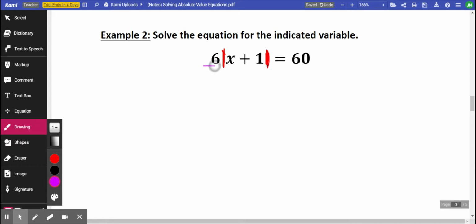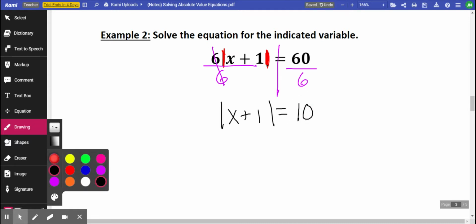So cancel out the 6. For that, I need to divide this side by 6. That would cancel that out. Whatever I do to one side, I have to do it to the other side, so I have to divide this side by 6 as well. Now that I have the absolute value symbol by itself, so absolute value of x plus 1, then I can continue on solving the problem. 60 divided by 6 is 10. So now I have completed my first task, or the first step of getting the absolute value symbol by itself.